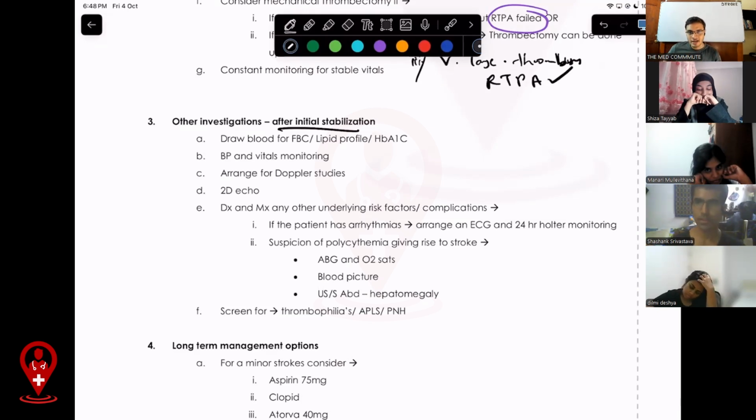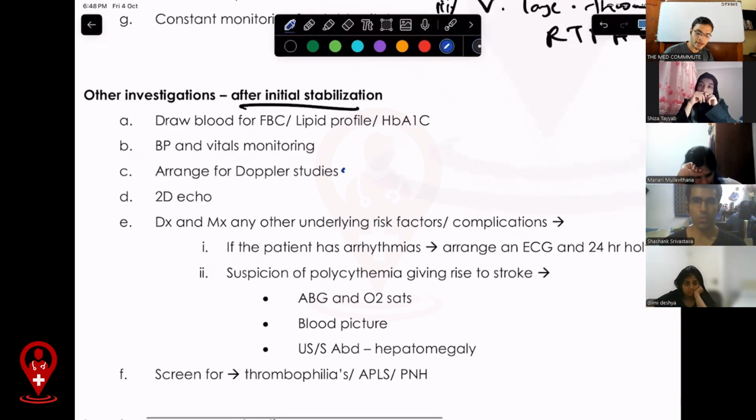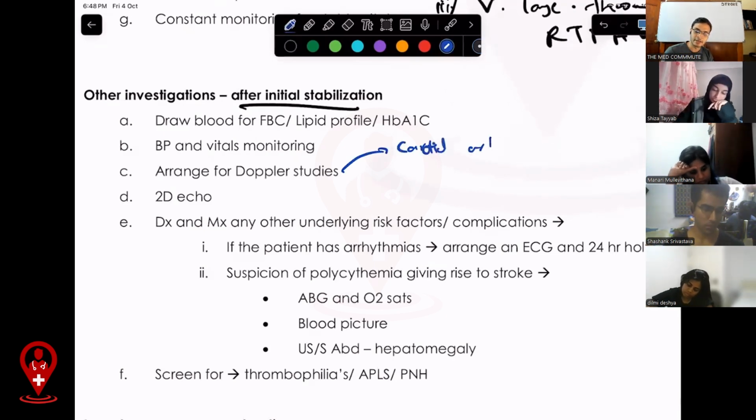The next thing, arrange for these Doppler studies. What are these Doppler studies, guys? It's basically our ultrasound. Doppler is our ultrasound. Here, there are some specific ultrasounds that we like to do. One is called carotid artery Doppler. What is this carotid artery Doppler, guys? What strokes are we looking for in the carotid artery Doppler?